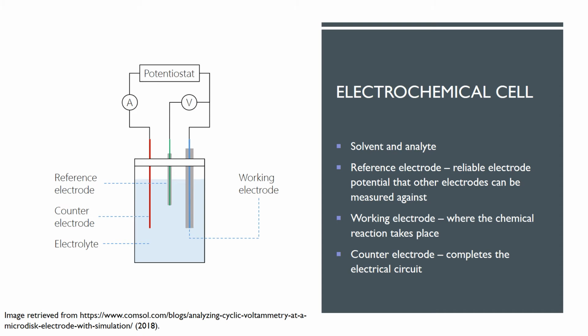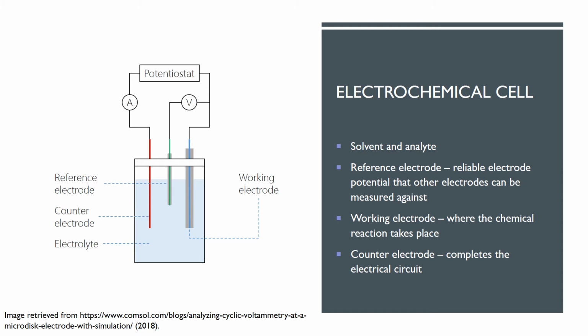The cell is fitted with 3 electrodes, a reference electrode, a working electrode, and a counter electrode. The reference electrode has a reliable electrode potential and provides a reference point in an electrochemical cell that other electrodes can be measured against. The working electrode is where the electrochemical reaction takes place as a potentiostat is used to apply a voltage to the electrode. The counter electrode completes the electrical circuit, allowing current to flow as the working electrode reduces or oxidizes the analyte.